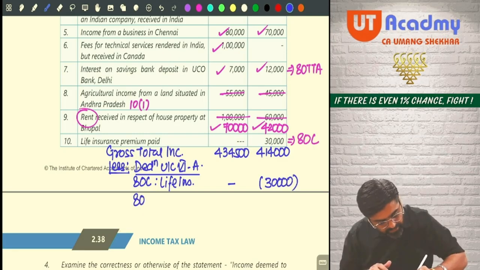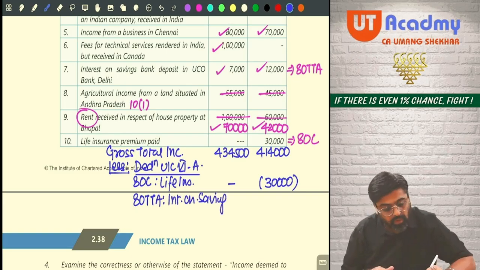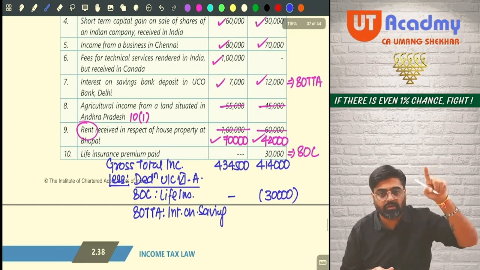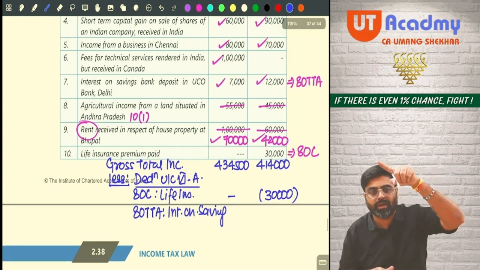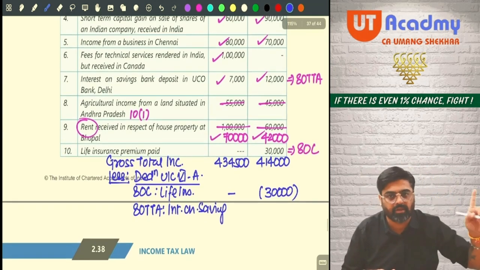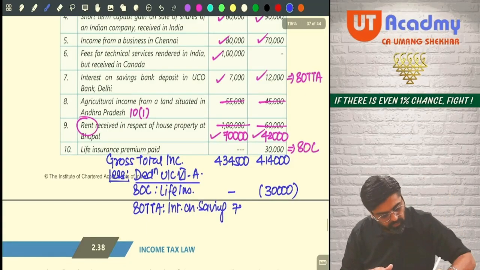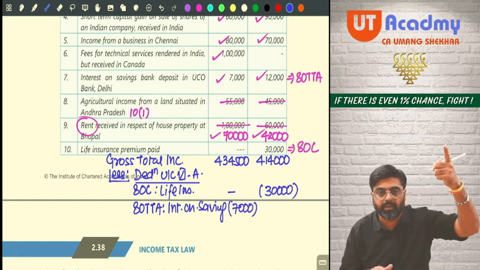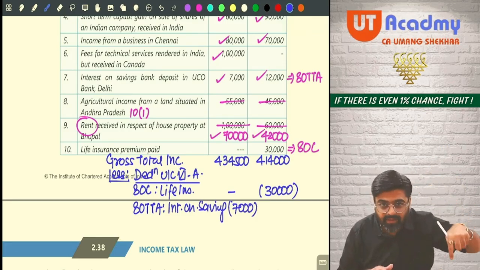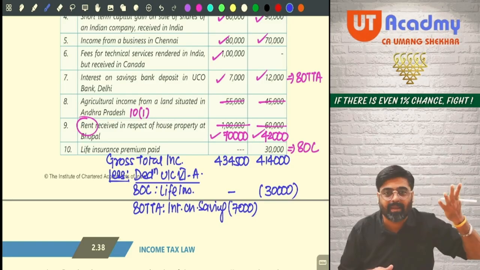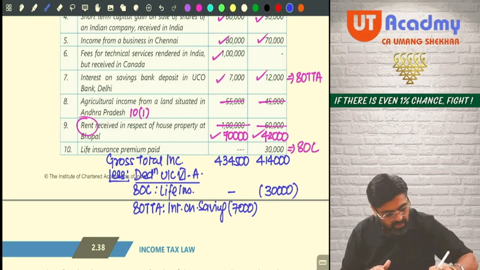Another, 80TTA. That is what? Interest on savings account. What was for Ramesh? It was 7,000. 7,000 shown as income and now 7,000 taken as a deduction. Okay. And for Suresh, how much was the interest? 12,000. 12,000 included. But we will not take the deduction of 12,000 because the 80TTA maximum limit is only 10,000. Yes or no? So we'll take 10,000 over here.